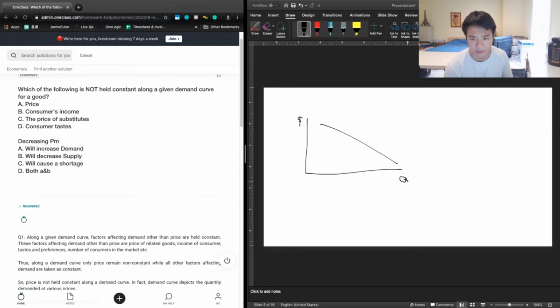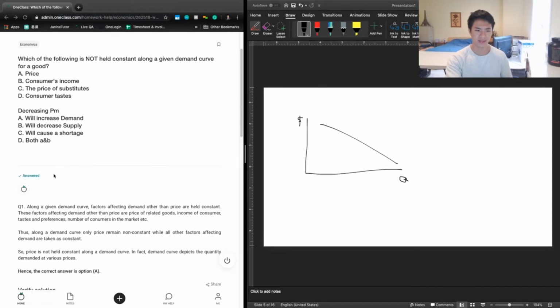And so if those things were to change, then we would see shifts in the demand curve either to the left or to the right, right? And so we're not going to see that being the case when we have a stagnant demand curve. And so the only thing that is not held constant is going to be price. As you move along the demand curve, you can see that price is going to be fluctuating, high price on the left side and lower price on the right side. And so the correct answer here is going to be price.